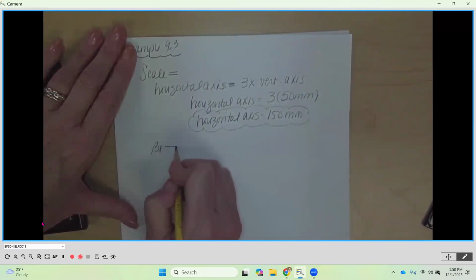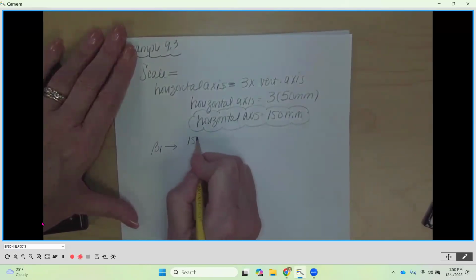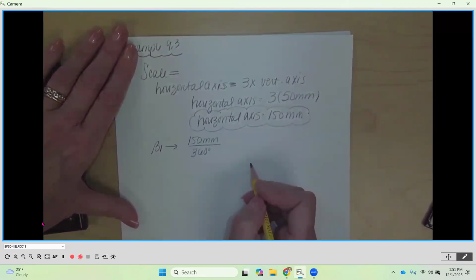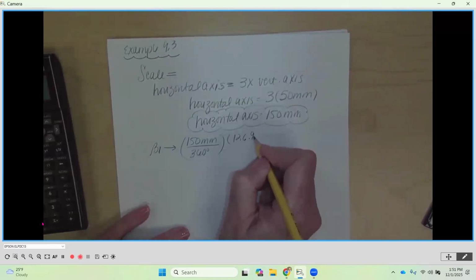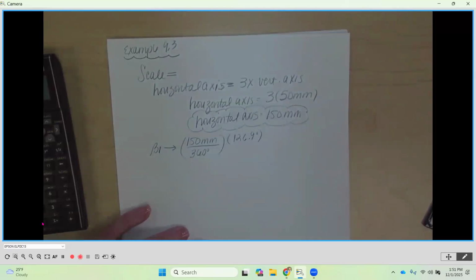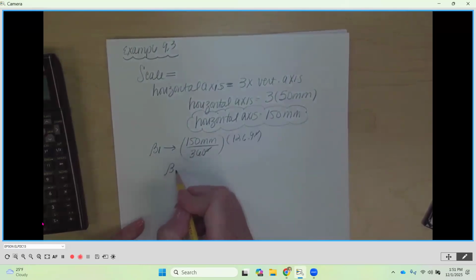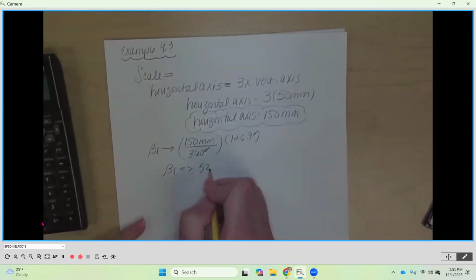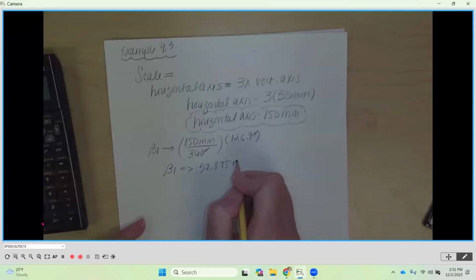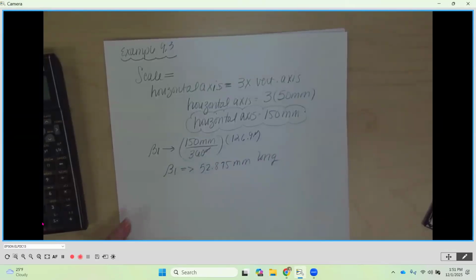Beta 1: I'm going to take 150 millimeters divided by 360 degrees, and multiply by 126.9 degrees. Degrees cancel out, and beta 1 is going to be 52.875 millimeters long. Does that make sense? That's how long you would make it.